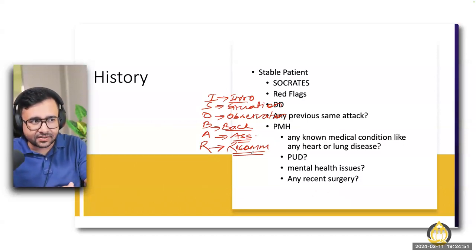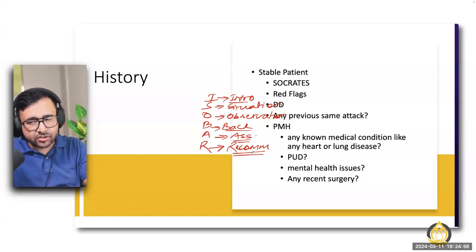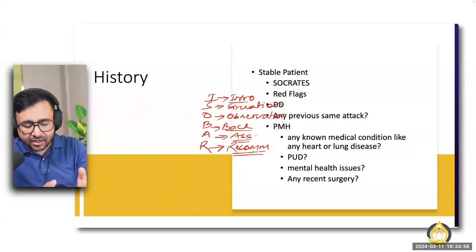For example, the one like this. Anyway, coming back to the case we are discussing here. So in this case, the patient is stable. What will you do now? You will start taking the history of the pain by using SOCRATES.